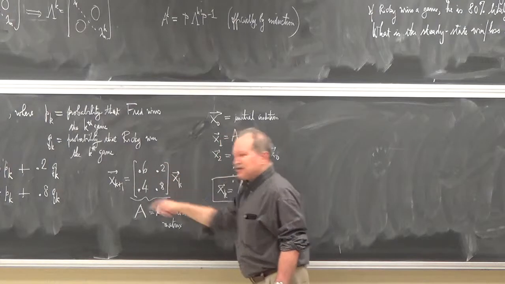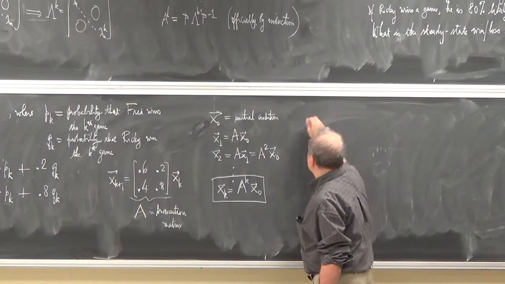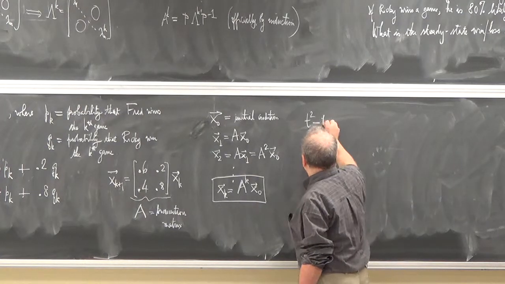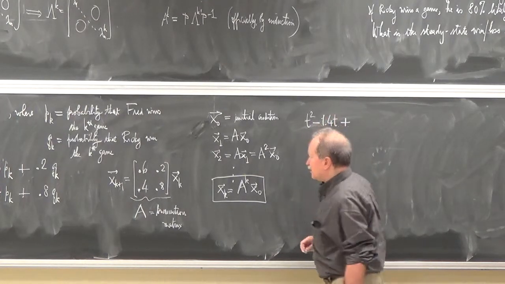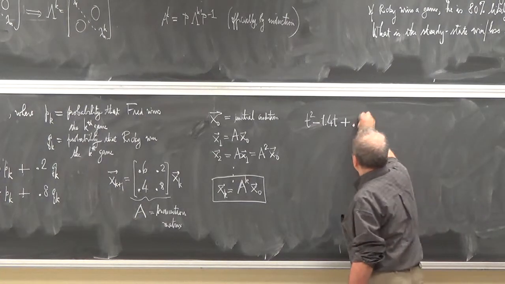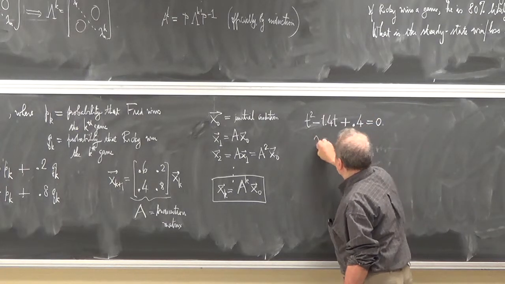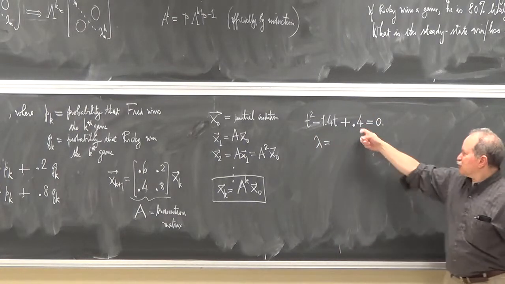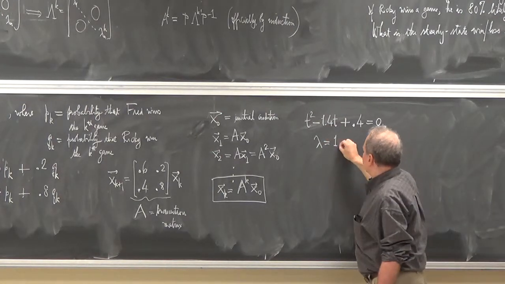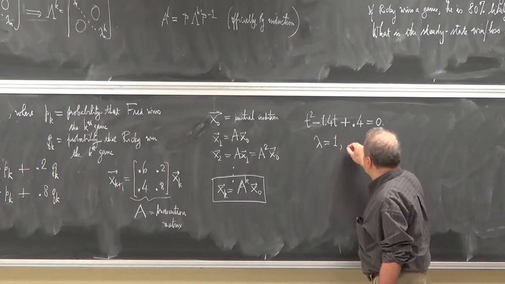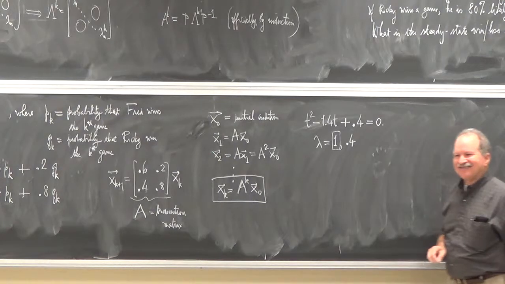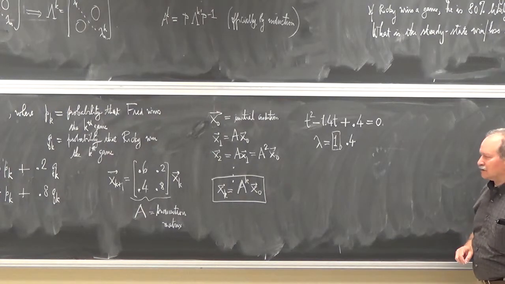What are the eigenvalues of A? The trace is 1.4. The determinant is 0.48 minus 0.08, which is 0.4. What are the two lambdas? Their product is 0.4 and their sum is 1.4. So 1 and 0.4. This 1 is fascinating.